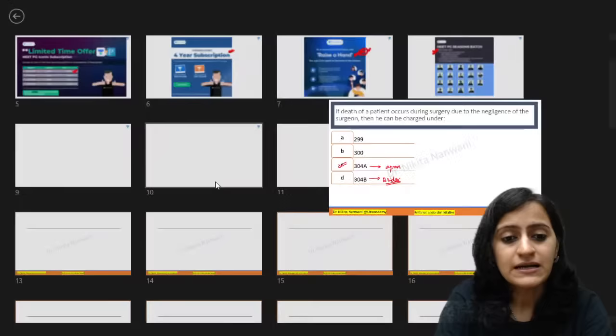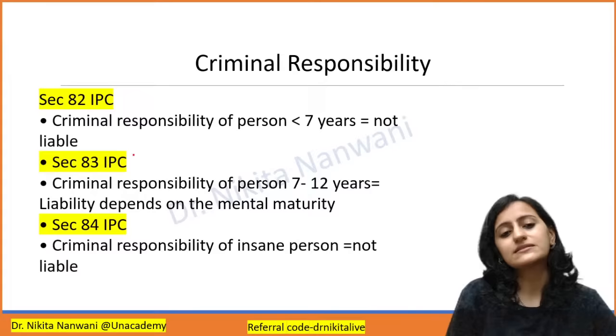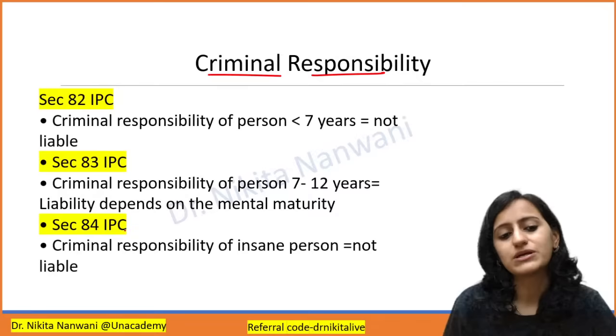Now let us start with the mnemonics. Let's start with the IPC sections for criminal responsibility: sections 82, 83, 84 and so on, 90, 92. That is what we are going to see first.